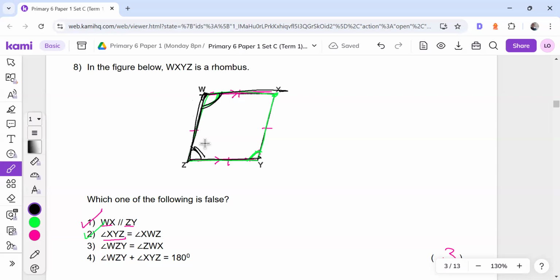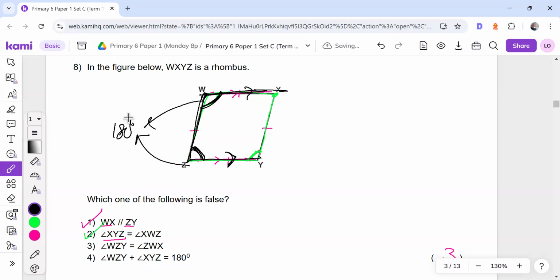Look at these two black color angles. Are they equal? If I use my eyes to see, I can see that this angle is acute and this angle is obtuse. They are not equal. But they add together is how many? They add together is 180 degrees, which is an important property.